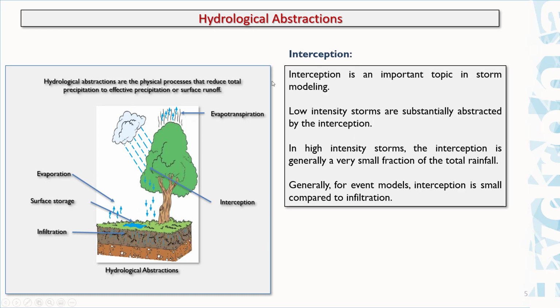Okay, in the case of interception, the first type of hydrological abstraction. This interception is an important topic in storm modeling, and low-intensity storms are substantially abstracted by interception. But in the case that we are interested in, that is the occurrence of extreme storms like a centennial storm or the 50 years return period storm, those are high intensity storms. In these cases, the interception is generally a very small fraction of the total rainfall, and then it's not very important.